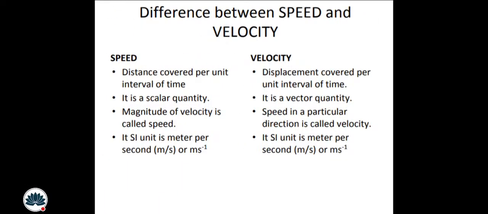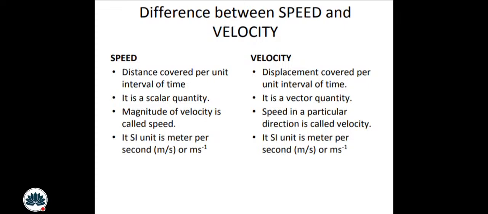Difference between speed and velocity. Here's a basic trick to memorize which is the scalar quantity and which is the vector. Speed starts with s, and the scalar quantity also starts with s, while velocity is a vector quantity, both starting with v. Distance covered per unit interval of time is known as speed. It is a scalar quantity. Magnitude of velocity is called speed. Remember this: the magnitude of velocity is called speed. They are not the same at all.